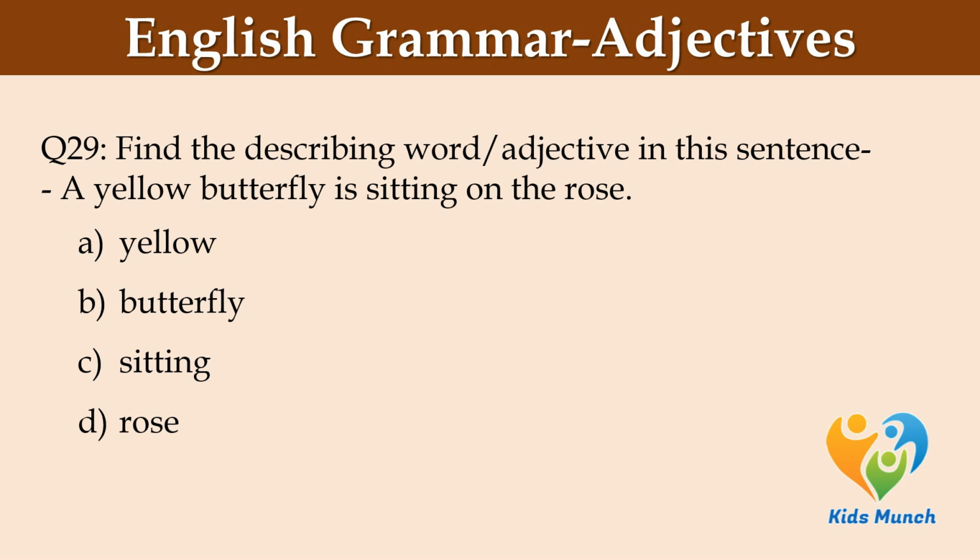Find the describing word or adjective in this sentence. A yellow butterfly is sitting on the rose. Option A, yellow. Option B, butterfly. Option C, sitting. Option D, rose.